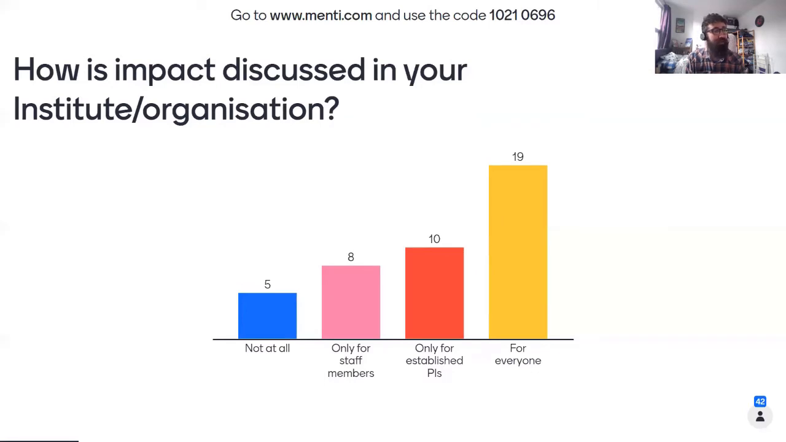Okay, that's a good healthy chunk of people saying for everyone, which is great to see, and not many people saying not at all, which is even better. It's always great to see what the impact culture is within different institutes and organizations, and whether or not, even if it's discussed widely, it's discussed with you guys in mind as well. So I'm going to move on to the next slide, which is also another Menti question.